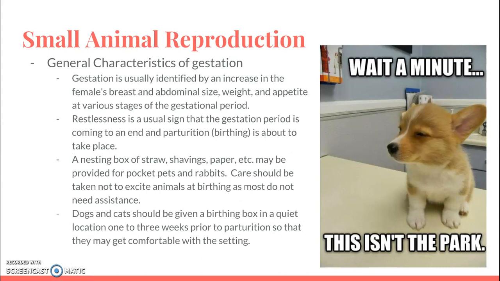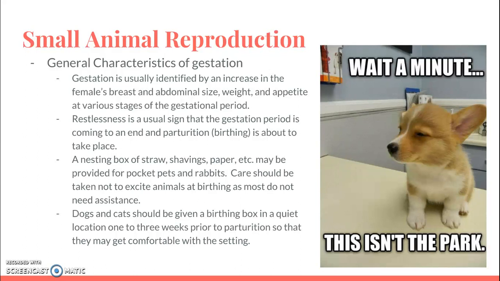General characteristics of gestation or pregnancy. So gestation typically is identified by an increase in the female's breast and abdominal size. She's also going to gain weight, and her appetite is going to increase because she's eating for two. Restlessness is a usual sign that the gestation period is coming to an end. So once the female becomes restless, you want to make sure that you get her into a nesting box or nesting area so that she can prepare to have her babies.